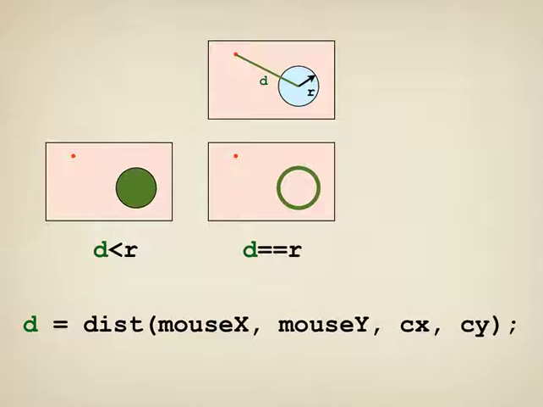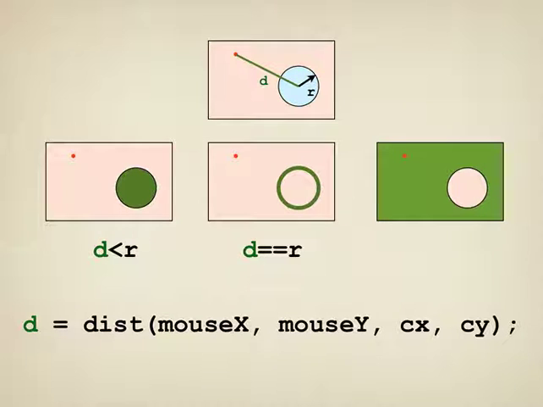Anytime d is equal to r, we are right on the circle. And in the world outside the circle, d is greater than r. The distance from the mouse point to the center of the circle is greater than the radius.